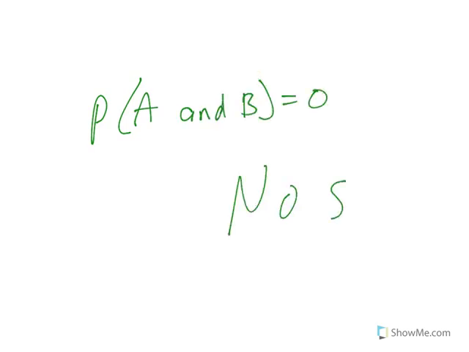Just remember, mutually exclusive means the probability of A and B equals 0 because there are no shared elements.